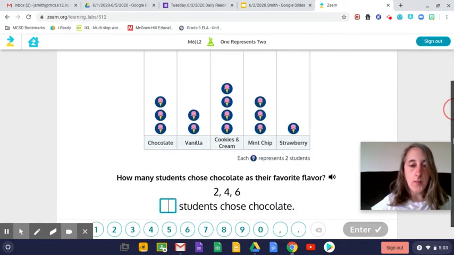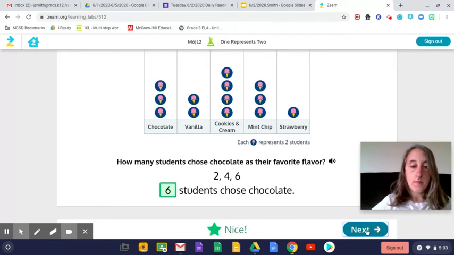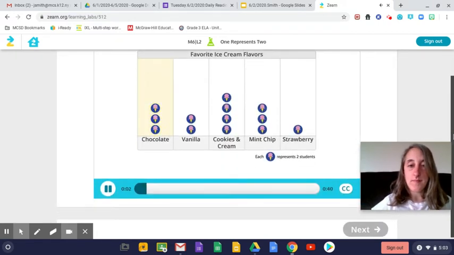So, how many students chose chocolate as their favorite flavor? 6. There are 3 cones in the chocolate column, and each cone represents 2 students. So we can skip count to find out how many students chose chocolate. 2, 4, 6 students.